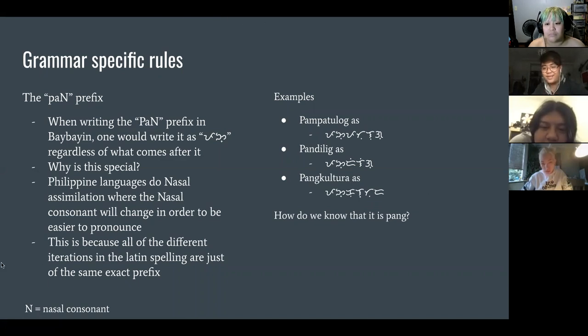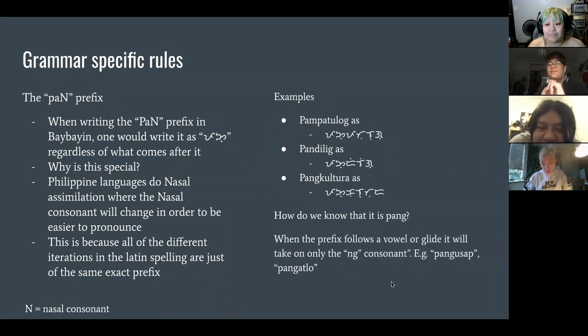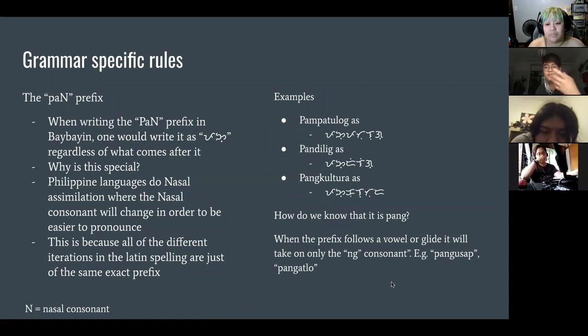How do we know this is pang? When the prefix is attached to a word that starts with a vowel or a glide, it will have an ng sound instead. And it's shown in what's called, I forgot which text it is. One day I'll find it. But yes, it will only have the back vowel. So pangusap, thing for speaking, pangatlo, a third thing.